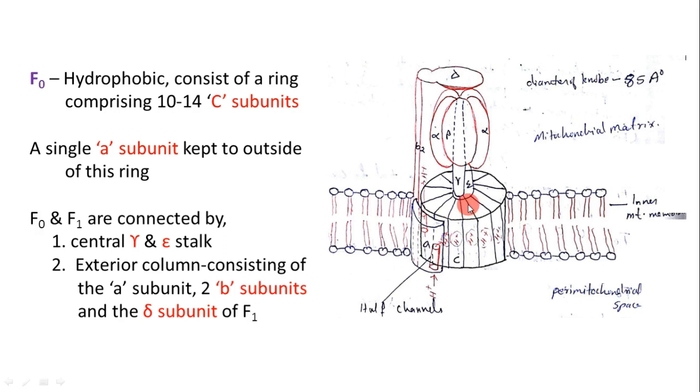Such 10 to 14 C subunits are joined to form a cylindrical structure that is called the F0 particle, and it is hydrophobic because it is embedded in the inner mitochondrial membrane. And there is a single A subunit which lies outside of this ring. This is the A subunit, which is lying outside the F0 particle, like the mudguard of a tire.